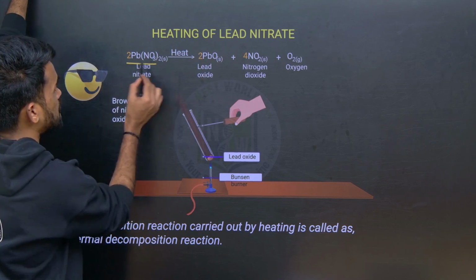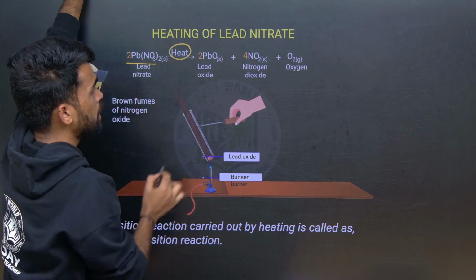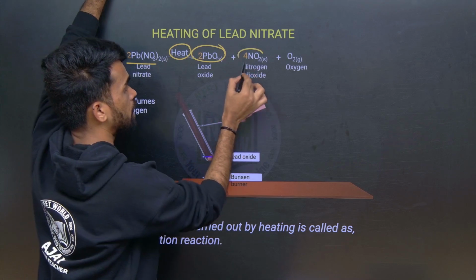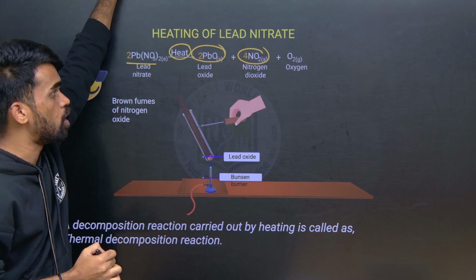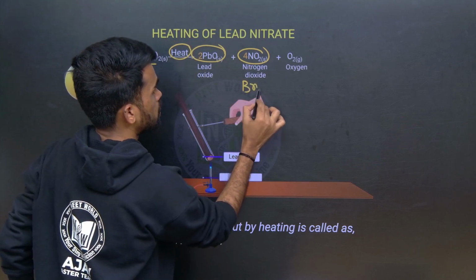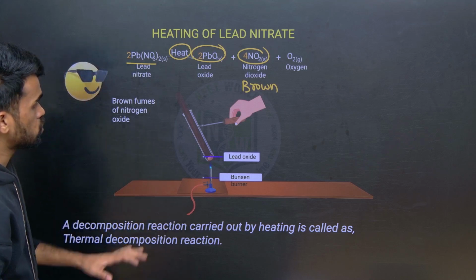So whenever lead nitrate, Pb(NO3)2, taken twice, is heated, it dissociates into PbO, lead oxide, and nitrogen dioxide is evolved here. Nitrogen dioxide has a brown color, it's a brown color gas. So this can be seen.